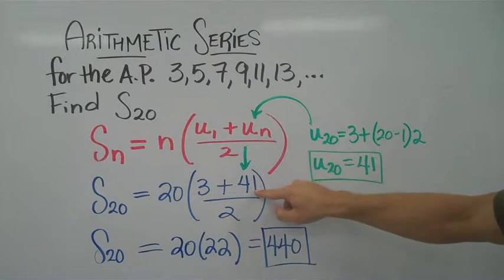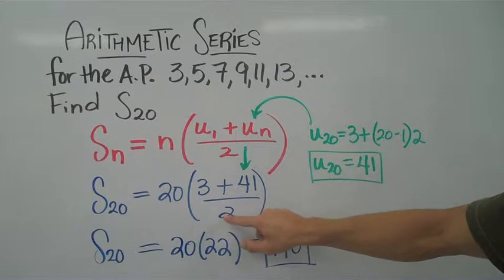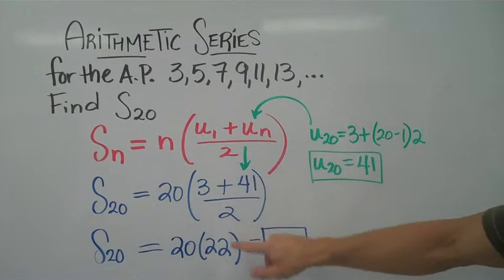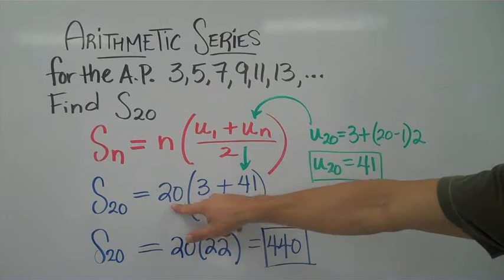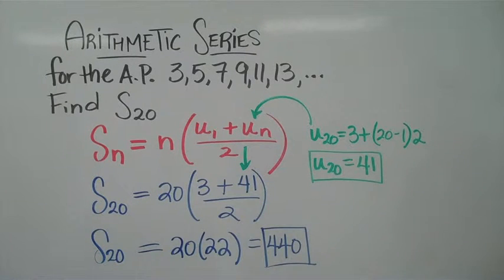You can now plug 41 in there, plus your first term, divided by 2. You get an average of the first and last terms of 22, times 20, which is the n, gives you also 440. Why do you use this formula? If they give you the first and the last term, it's convenient to use this. Otherwise, you can still use it, but you have to calculate the value of that last term in the sequence or the series.